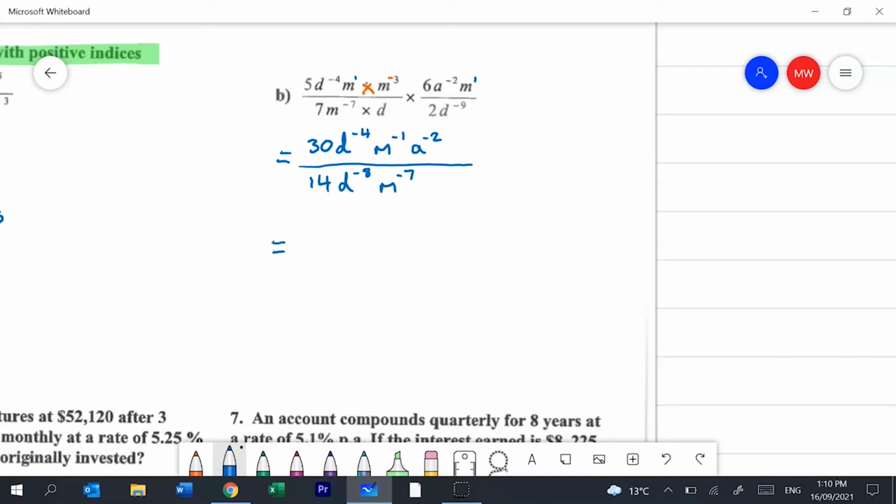Excellent. Simplify the fraction if you possibly can. So I can see here the equivalent fraction would be 15 over 7 because 2 goes into both those numbers. Start writing out your top line. D to the minus 4, m to the minus 1, a to the minus 2, and now bring your values up from the bottom. So d to the minus 8 becomes d to the positive 8, m to the minus 7 becomes m to the positive 7. Back to index law number 1.